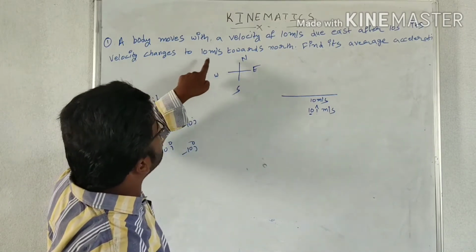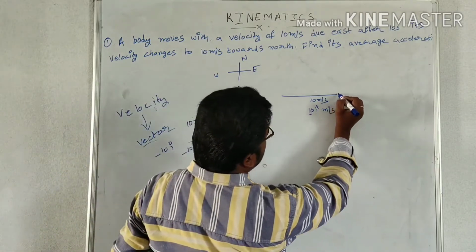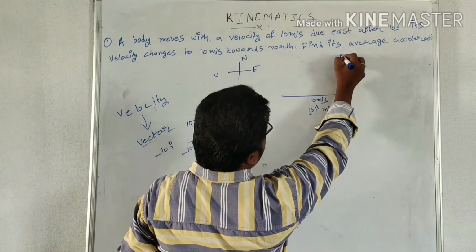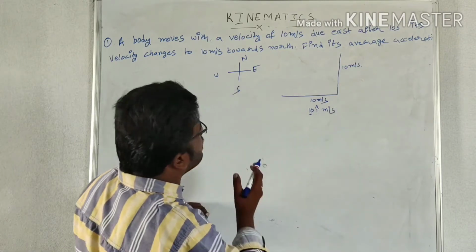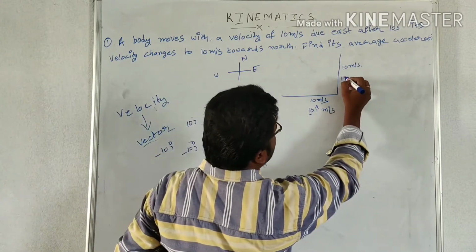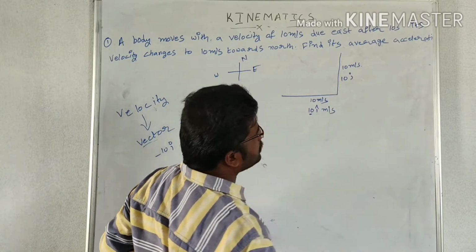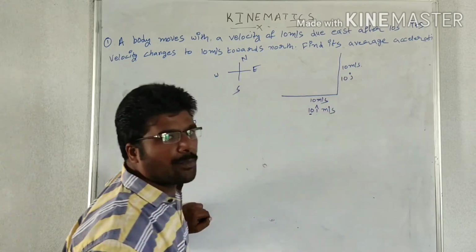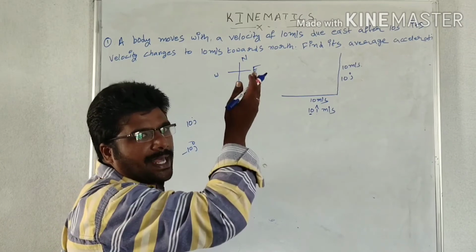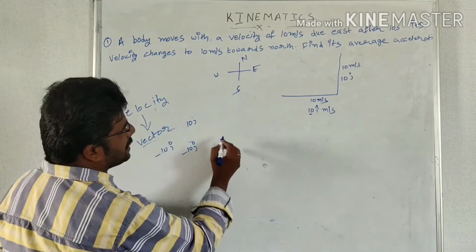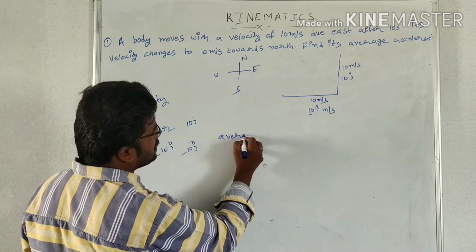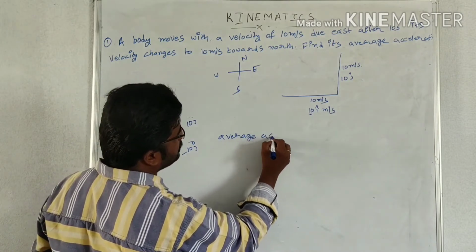Now the velocity changes towards north. Again it has moved like this, 10 meters. Here it has moved north, so we are going to write it as 10j. Here j represents that the body has moved along the north direction. Now we want to calculate the average acceleration.